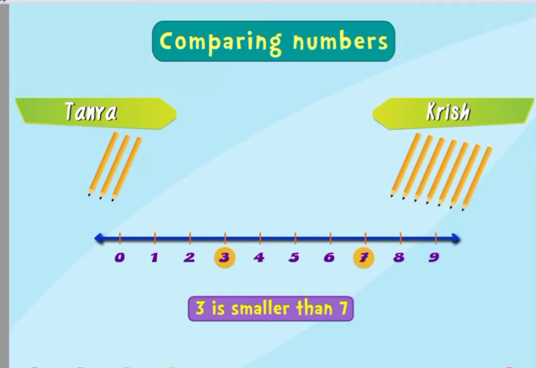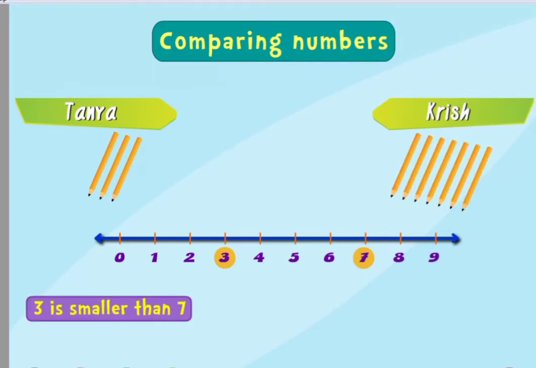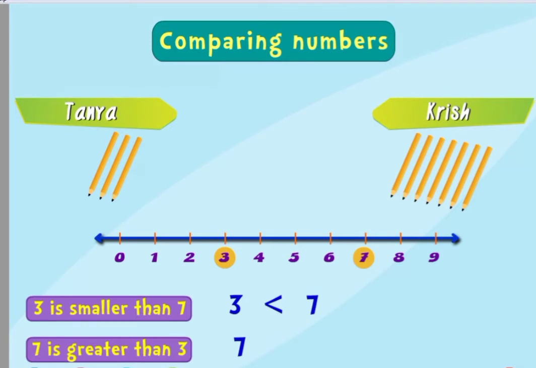So Tanya has less number of pencils than Krish. And we write it as 3 less than 7. Or we can say that Krish has more number of pencils than Tanya. We write it as 7 is greater than 3. The sign is for less than, and the sign is for greater than.